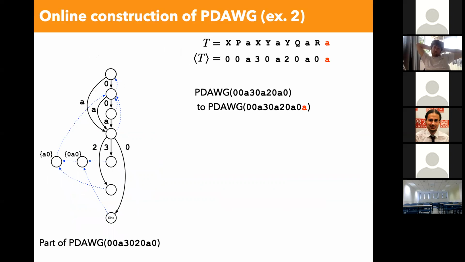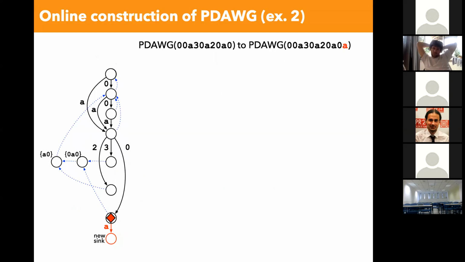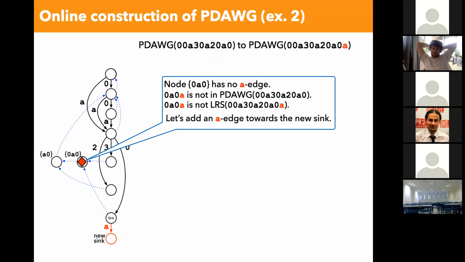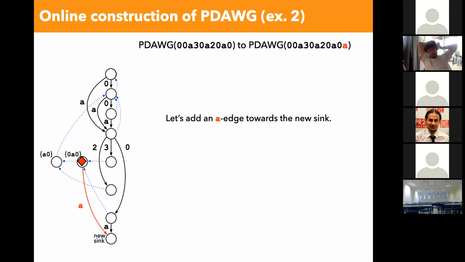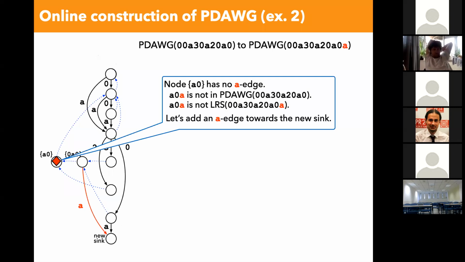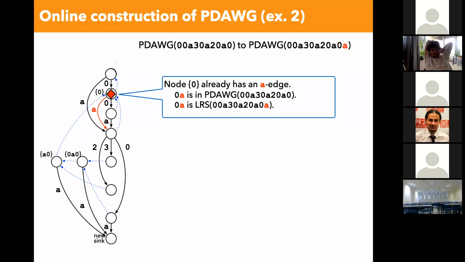Let's see another example. Consider updating the PDWG of these. This shows only a part of the current structure. This has floating nodes representing those sets of strings. We first add a new sink and then connect by an edge labeled A. And then we follow a suffix link and check whether we can read A. Otherwise, we add an A edge. And then continue. Following the suffix link, we add an A edge. And then following suffix links, now we find an A edge.